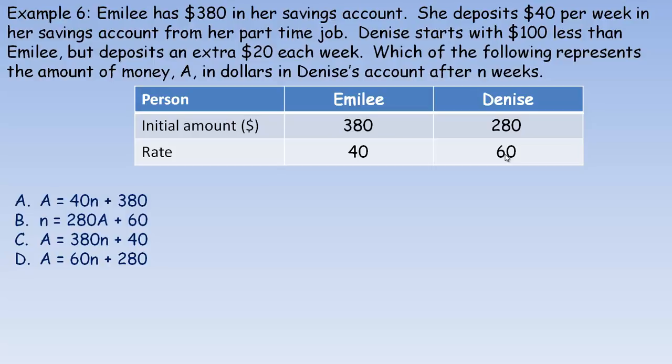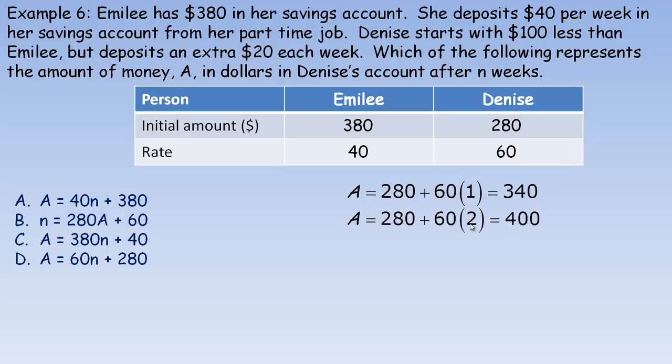So we want to do a few calculations to figure out how much she has after 1 week, after 2 weeks, etc. So she starts with $280, and after a single week, she adds on $60 once. So 60 times 1 would be 60, added to 280 would be 340. If we want to figure out how much she has after a second week, then the 60 is multiplied by 2 because 2 times she's deposited $60. So that's 120, added to 280 is 400.